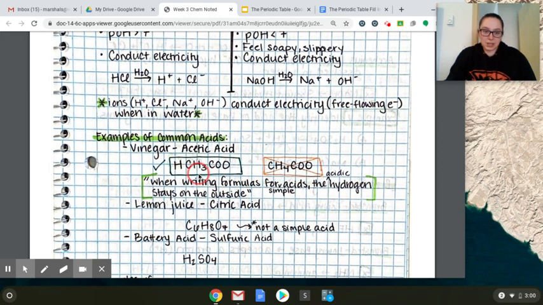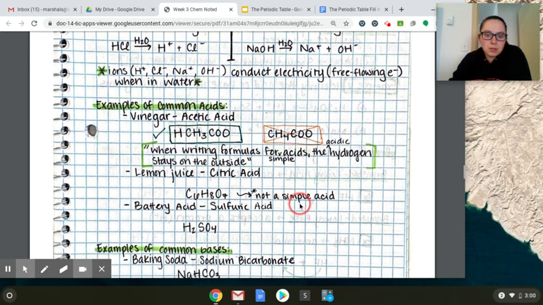Now, lemon juice is citric acid. Citric acid is also in limes, oranges, apples. Apples also have malic acid in them as well. But citric acid, you'll notice C6H8O7, is not a simple acid. We wouldn't be able to write it this way. Battery acid, though, which is sulfuric acid, is a simple acid. So this has two hydrogens on the outside that are acidic, and so we write them on the outside. Notice that this is your sulfate ion, just with some hydrogens on it.